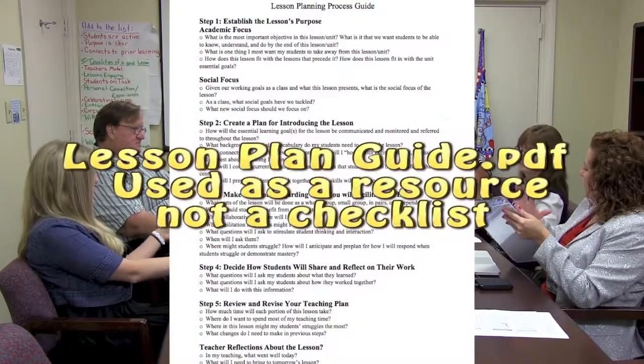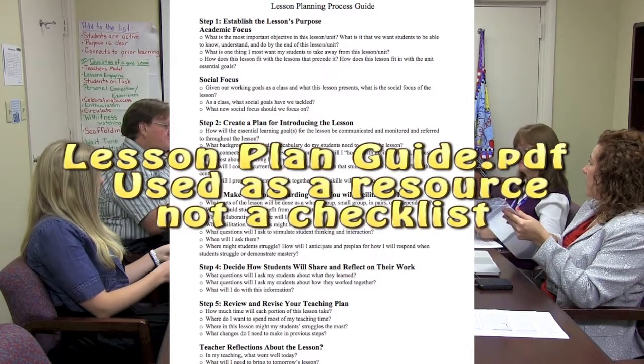As I'm looking across our lesson planning process guide, I know we've used this in lesson study to help us plan through. It's just a planning framework. We've already looked at our step one, establishing the academic and social focus. Looking through those guiding questions, does it look as if we've covered all of the lesson purposes? So then let's take a look at step two, creating a plan for introducing the lesson. Although it's step two here, that's actually the first step in our lesson. So let's look at some of the guiding questions for step two.